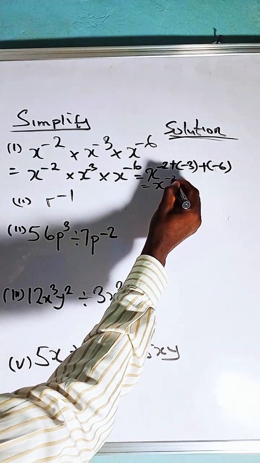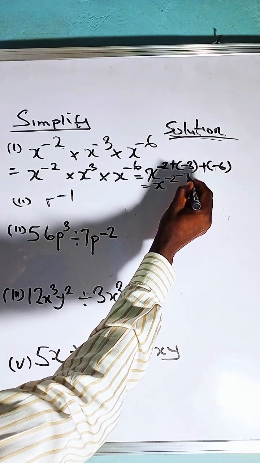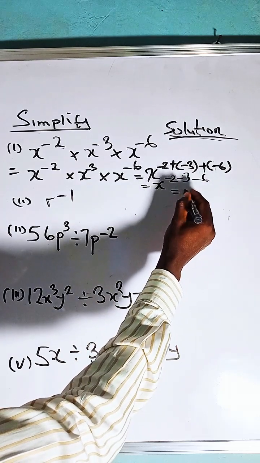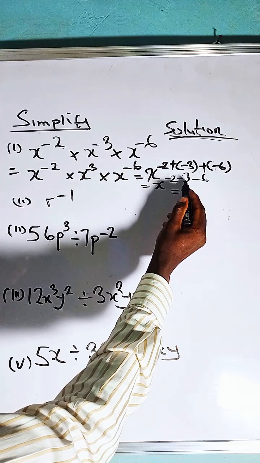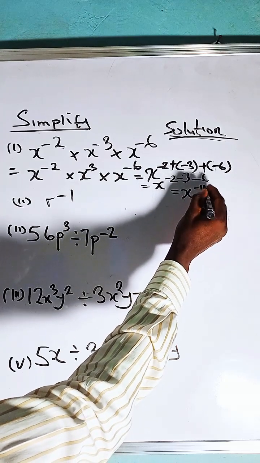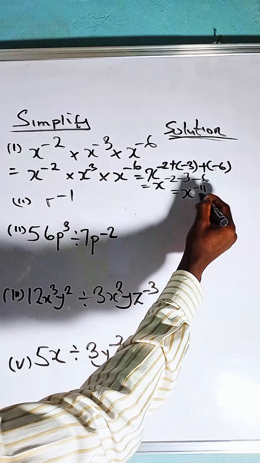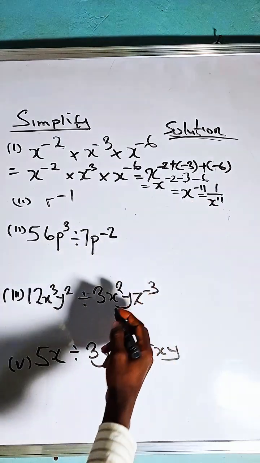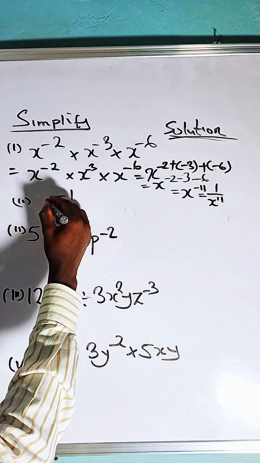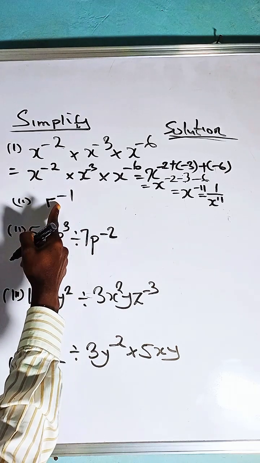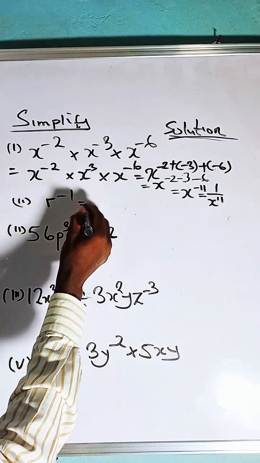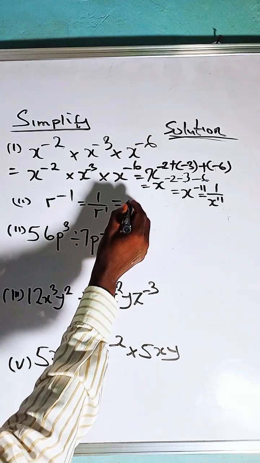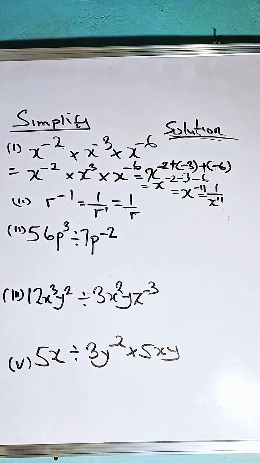For minus 2, plus times minus is minus 3, and plus times minus is minus 6, so we have x. For minus 2 minus 3, that is minus 5, minus 6, we get minus 11, or we can have our answer this way, 1 over x to the power 11. Applying the negative exponent rule, we can have this as 1 over x raised to power 11.